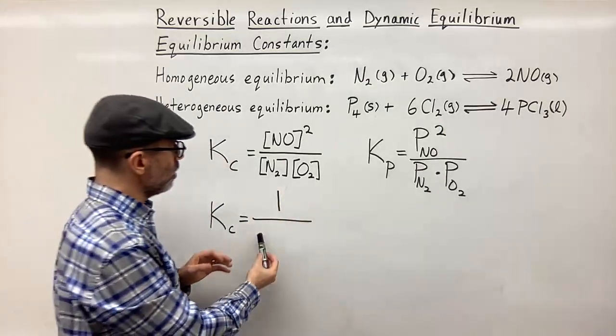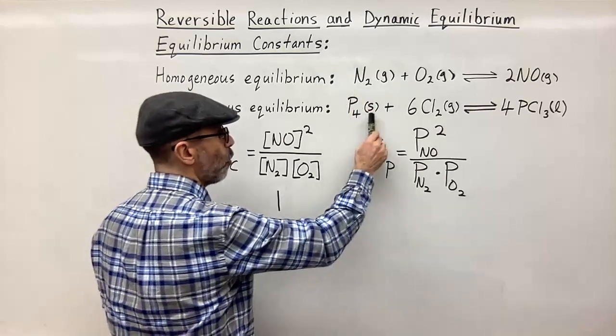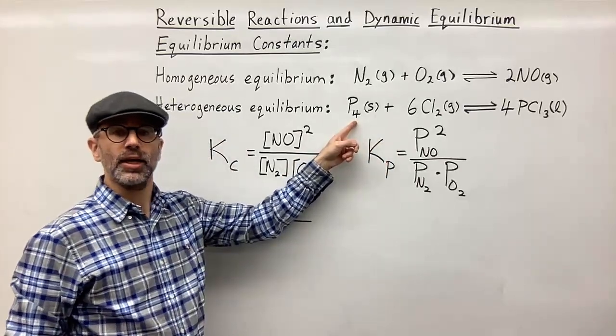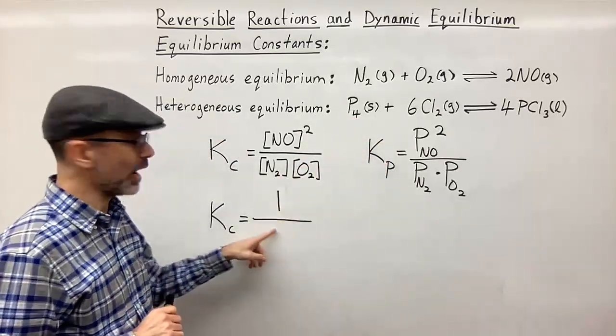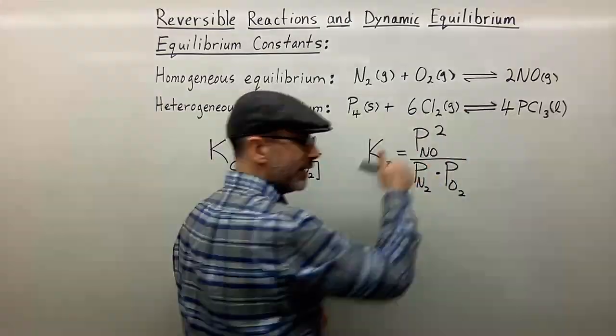And then I'm going to put my reactants on the bottom. So here I have P4 solid. P4 I'm not going to include because it's a solid. It does not change concentration. So I'm not going to put it down there. So don't put it down there. Here I have gas. Gas is good.